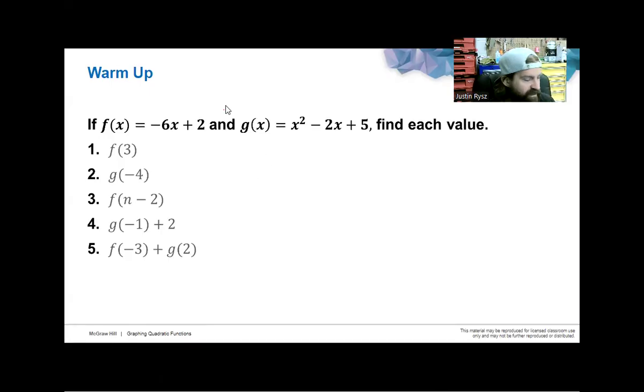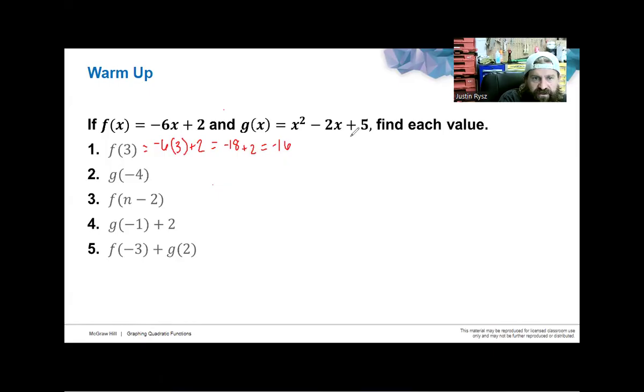Okay, so first problem here, f of 3. So what we're going to do is we're going to take 3 and plug it into the f equation. So we would get negative 6 times 3 plus 2, and that's negative 18 plus 2. That's negative 16.